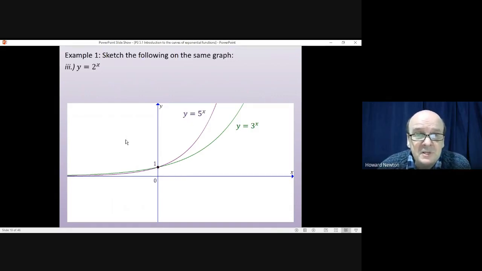Y equals 2 to the x, well, that's going to get bigger more slowly than 3 to the x, and it's also going to head towards 0 more slowly than 3 to the x. So you'll get something that looks a little bit like that.